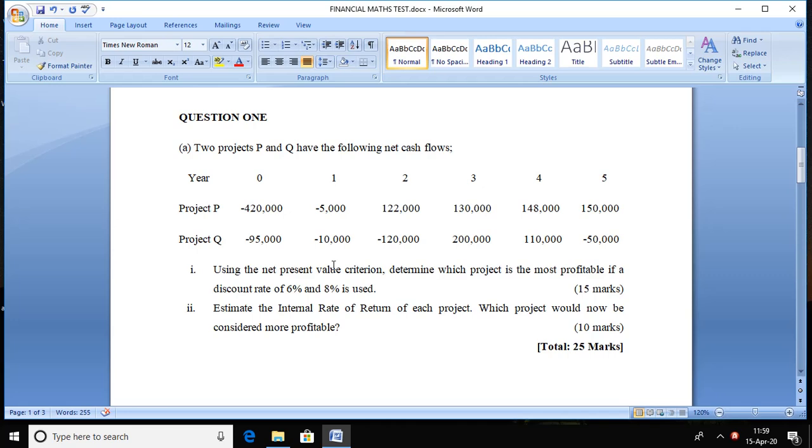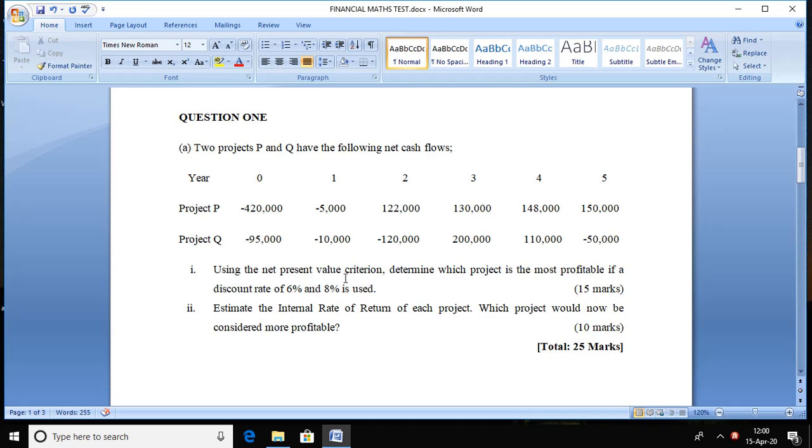The first question was: two projects P and Q have the following cash flows. Using the net present value criteria, determine which project is most profitable if the discount rates of 6% and 8% are used, and then estimate the internal rates of return.